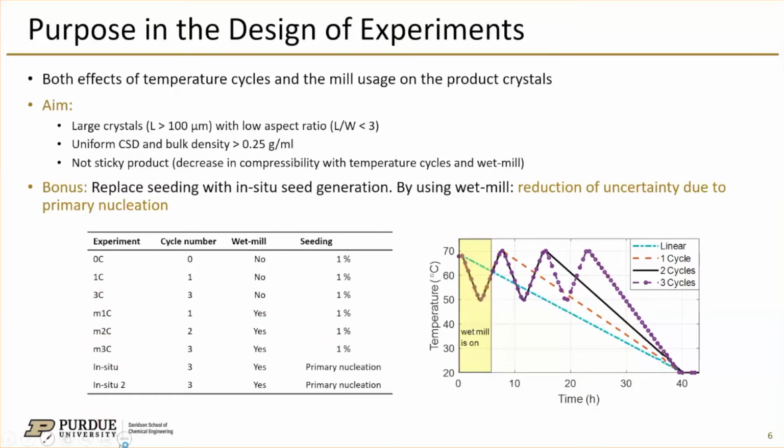We also repeated the in situ seed generation experiment to show product consistency and this method's robustness and reproducibility in eliminating the uncertainty due to primary nucleation. Here on the right, you see the temperature cycles forming our temperature profile for these experiments.